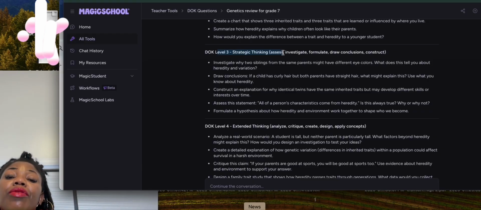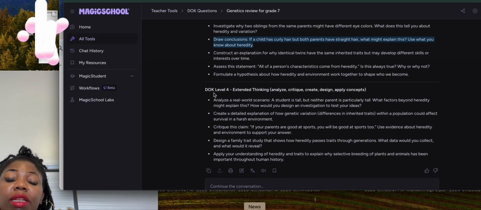Let's go to level 3. Level 3 has to do with what? Strategic thinking. Students can think strategically by drawing conclusions or constructing explanations, as well as investigating a phenomenon, right? So right here, this question says, draw a conclusion. If a child has curly hair, but both parents have straight hair, what might be the explanation?